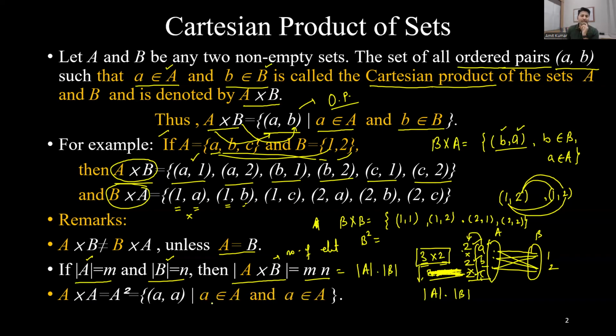Moving up once again, just as we defined A cross B, in the same manner we can define A cross A, and this is how it will be written. A square is what? It has elements (A, A) such that both of the elements come from the set A. Both elements are part of set A. So students, this is how we can define the Cartesian product. Hope you understand it. This is the basic of relation.